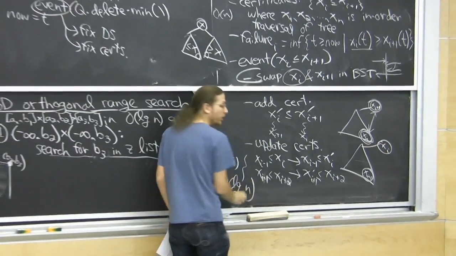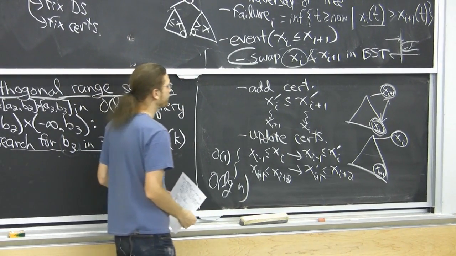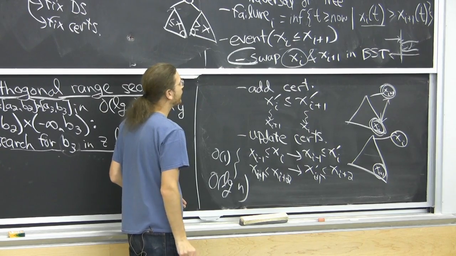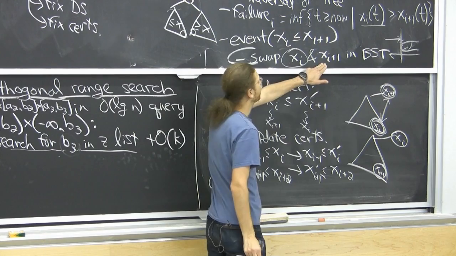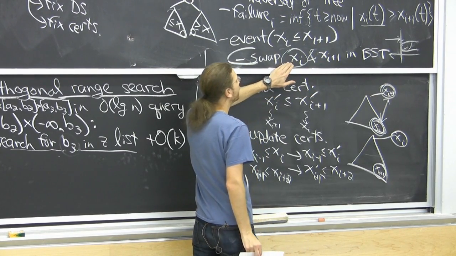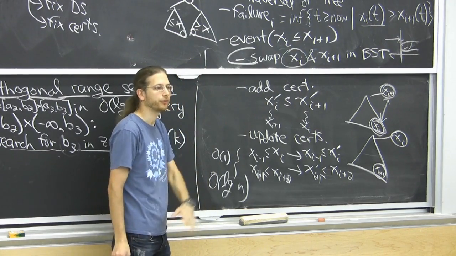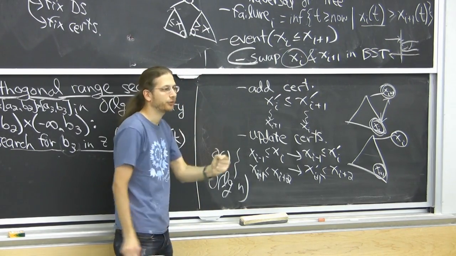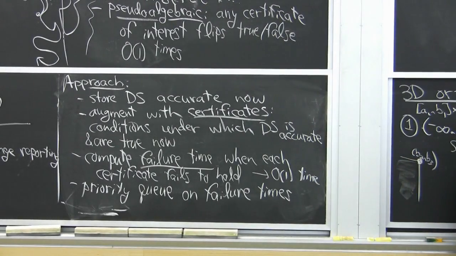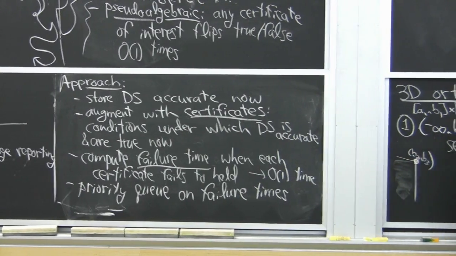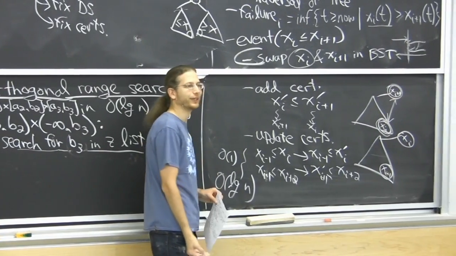Question: how do you find the things that you just changed in the priority queue of failure times? How do you find these xi's and xi plus 1s? Every point knows what certificates it's in, meaning it has a pointer to a list of certificates it's in. There's only 2 of them. And each certificate has a pointer to its existence in the priority queue. So then you know where it is in the priority queue, and you can rip it out. Lots of pointers and cross-linking.